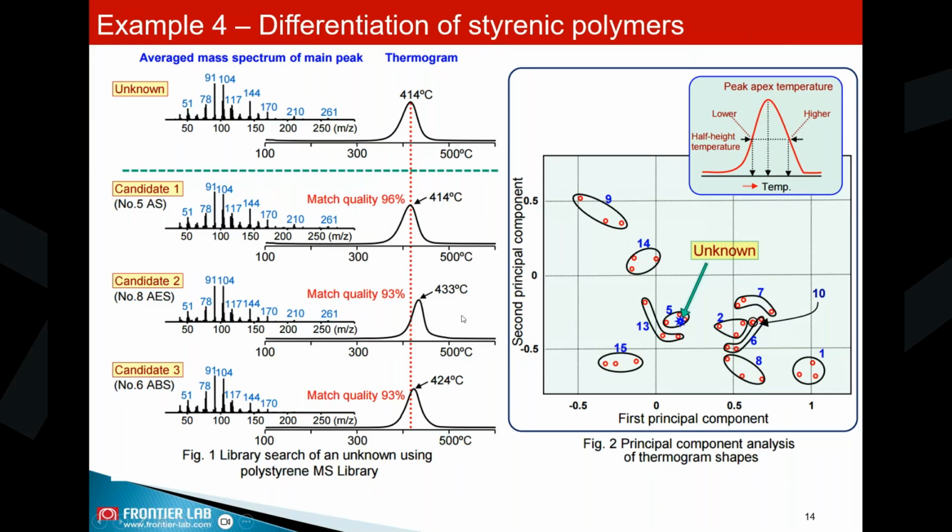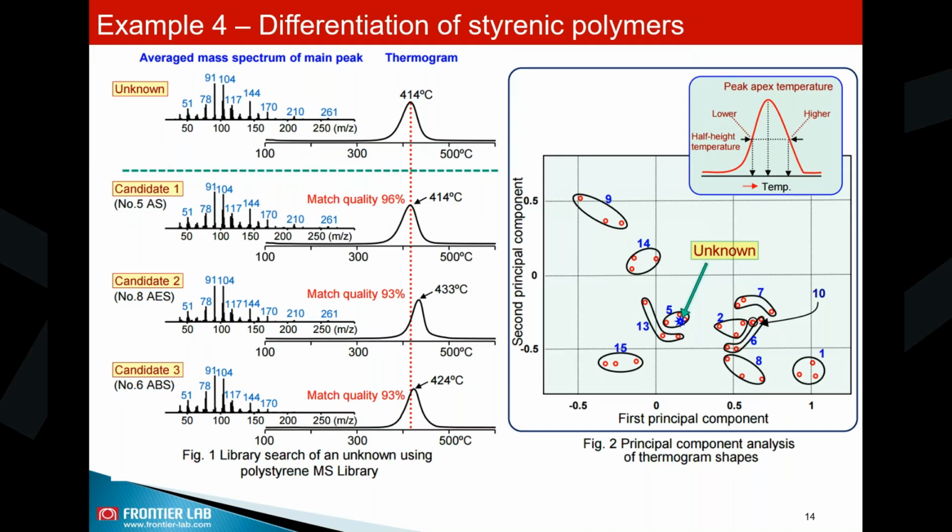So the evolved gas analysis can provide this kind of information based on just the peak top temperature as well as the average mass spectrum of the different polymers, where we identify the marker ions for different types of styrenic polymer and use them in the principal component analysis. And this can be used for analyzing an unknown styrenic polymer. Okay. So I have given 4 different types of examples to show how the evolved gas analysis can provide additional information compared to the thermogravimetric analysis data.